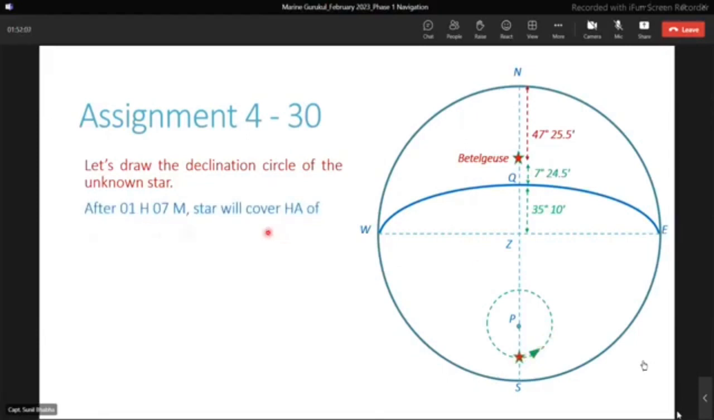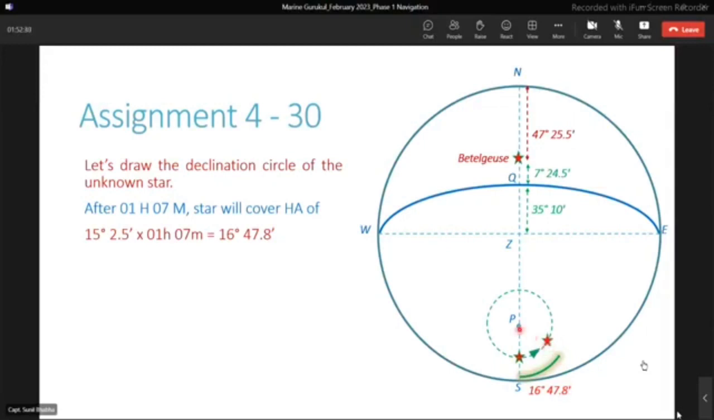Now we know that stars cover their R angle at a rate of 15 degrees 2.5 minutes. So in 1 hour and 7 minutes, the star is going to cover an R angle of 16 degrees 47.8 minutes. So let me show this R angle in the diagram now. From this position, the star is going to move in this direction by an amount of 16 degrees 47.8 minutes. So this is where the star is going to be.